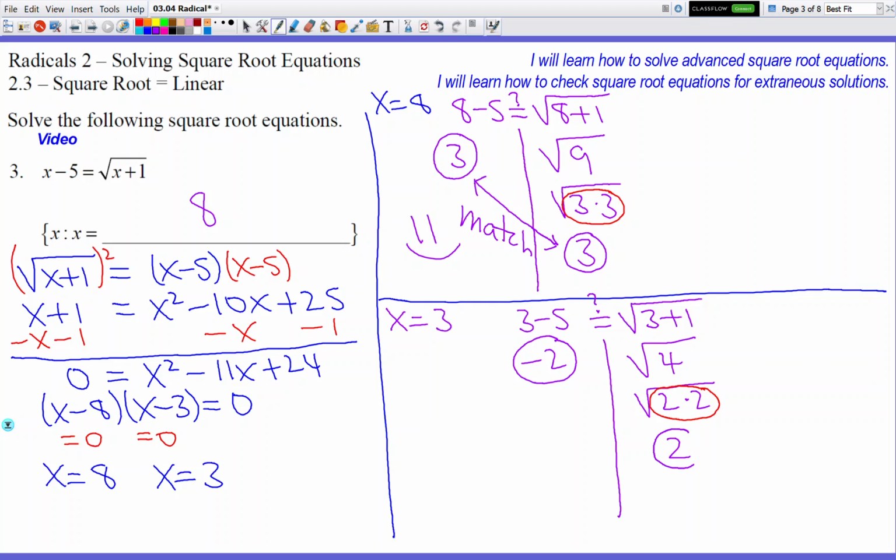So circle that, compare both sides, and what do we see? Well, these guys are not matching because one side says negative 2, the other says positive 2. So this does not match. So how does that make us feel? We're kind of bummed out. We cannot use this answer anymore. So our only answer is 8. Yeah, because 3 didn't work. It happens.